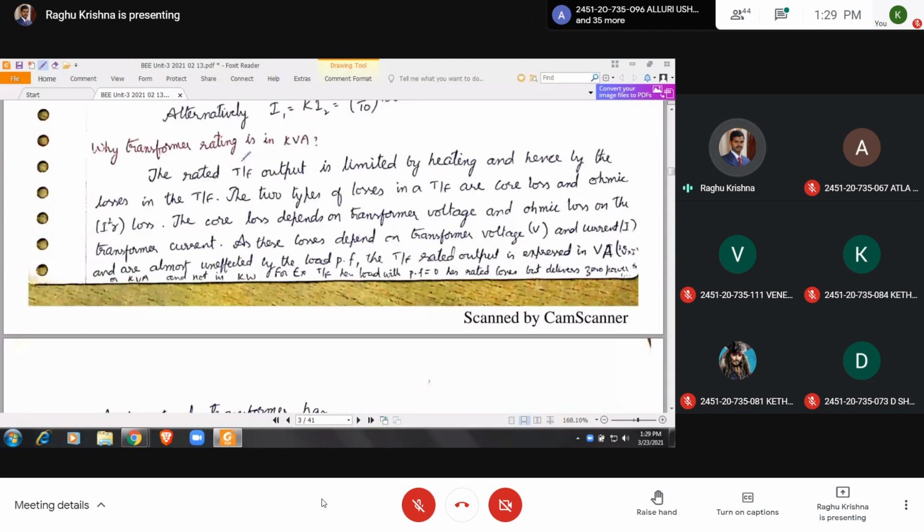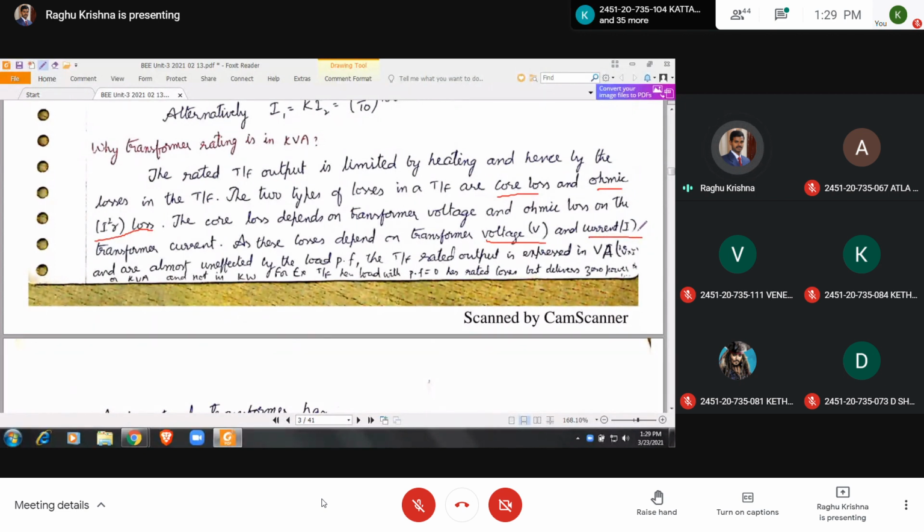So why is the transformer rated in kVA? Why not in kilowatt? Because you are going to see here, there are two types of losses in the transformer: core losses and copper losses. Core losses are proportional to voltage, whereas copper losses or ohmic losses, I square R losses, are proportional to current.